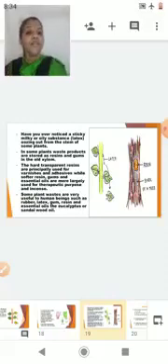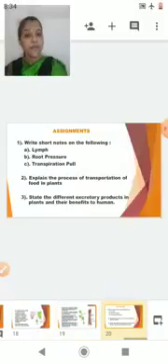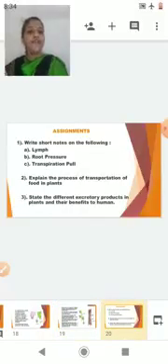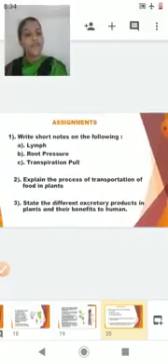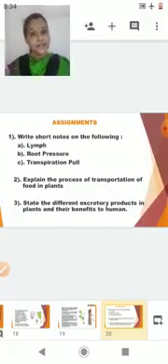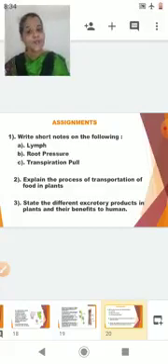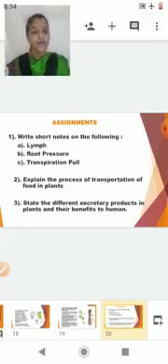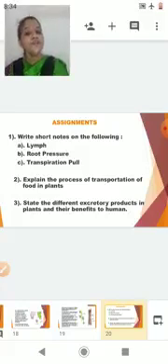Now let us look into the assignment questions. Write a short note on lymph. You have to define lymph. You have to describe in short the lymphatic system and functions of lymph. Explain root pressure and transpirational pull. I hope all of you might have understood root pressure and transpirational pull. Explain the process of transportation of food in plants and state the different excretory products in plants and their benefit to human beings.